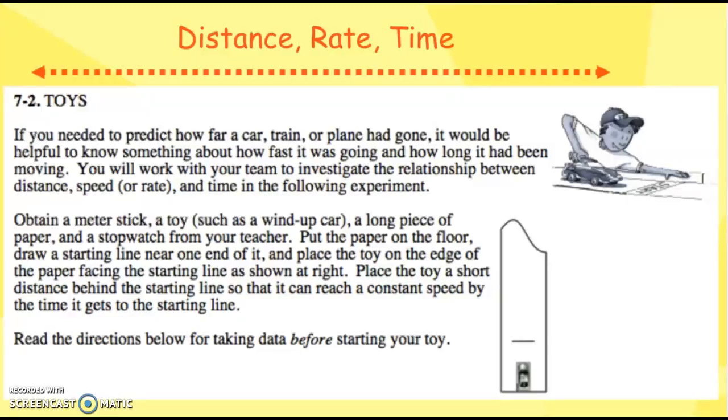Put the paper on the floor, draw a starting line near one end of it, and place the toy on the edge of the paper, facing the starting line as shown at right. Place the toy a short distance behind the starting line so it can reach the constant speed by the time it gets to the starting line. Read the directions below for taking data before starting your toy.